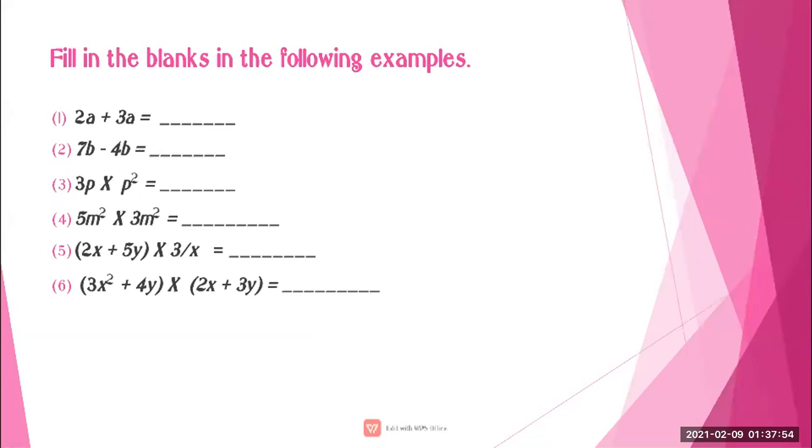Okay. Now the second question is 7b minus 4b. Very good. 7b minus 4b is 3b. Now next is multiplication. 3p multiply by p square. 3p multiply by p square.